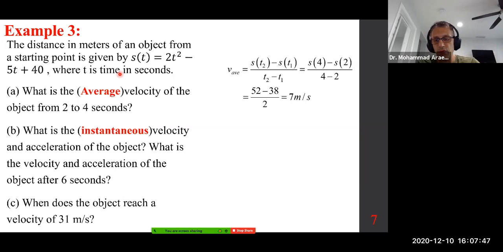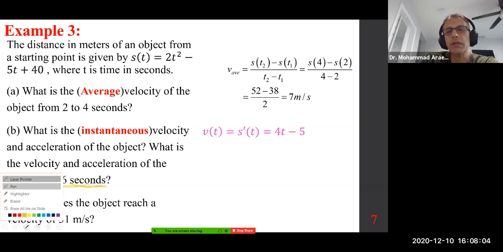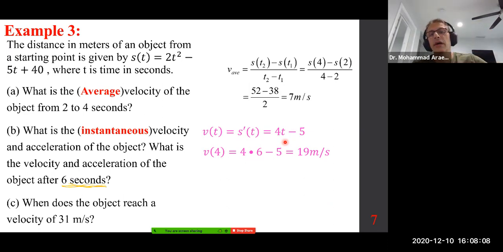And so when we differentiate, we end up with 4t minus 5. We want it after, in this case, 6 seconds. So plug in, and we end up with 19. The units are the same, meters per second. Then the instantaneous velocity is taken care of.